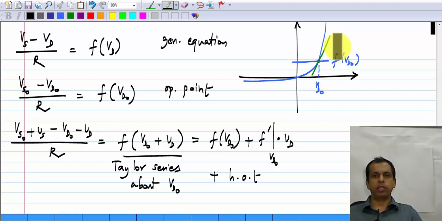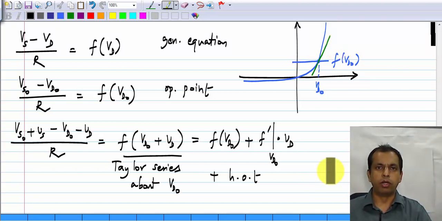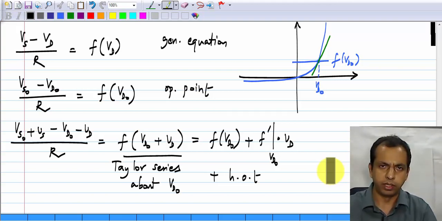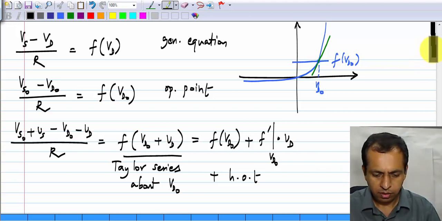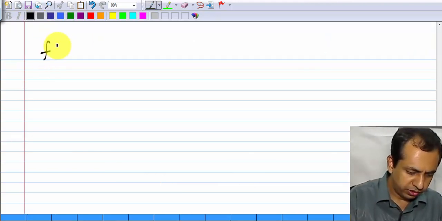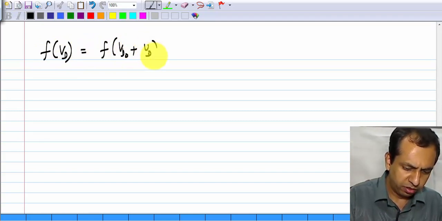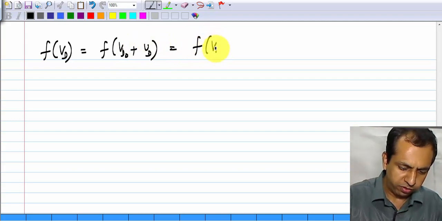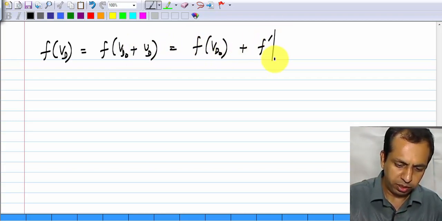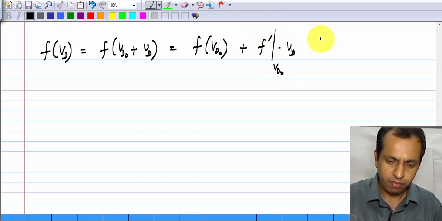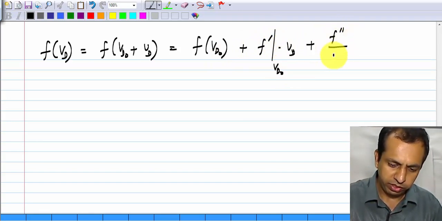I expand the nonlinearity in a Taylor series about the operating point and neglect all of the higher order terms, that is second order and higher than second order terms. The Taylor series expansion goes like this, right? F of Vd, which is f of Vd0 plus the increment, will be f of Vd0 plus f prime calculated at Vd0 times Vd plus the second derivative by 2 factorial times Vd square. Of course, everything is calculated at Vd0 and so on.